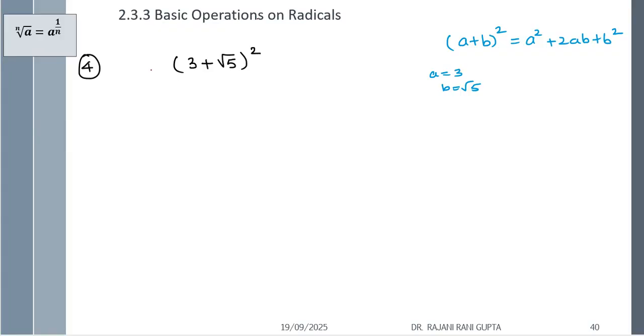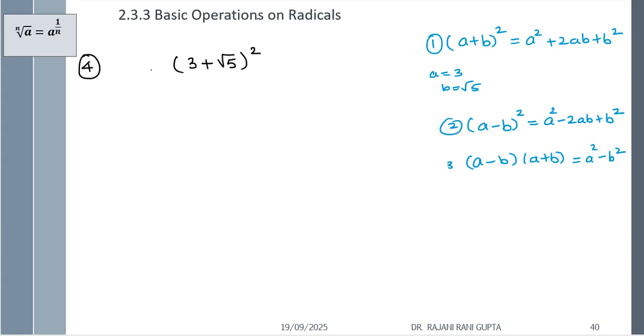Okay, so it's good that if you remember these formulas, a plus b whole square is a square plus 2ab plus b square. Similarly, a minus b whole square is a square minus 2ab plus b square. We have one more formula, like if you have a minus b, a plus b, you can write it as a square minus b square. So if you remember these rules, it's going to be good for you.